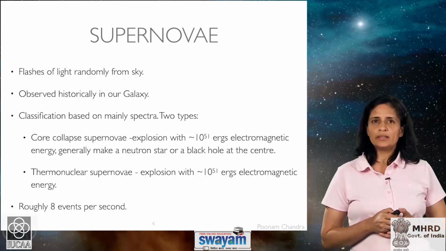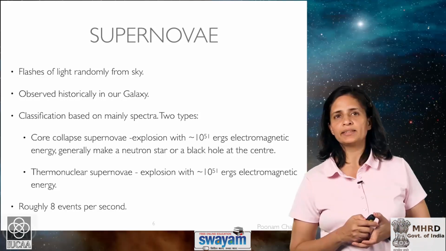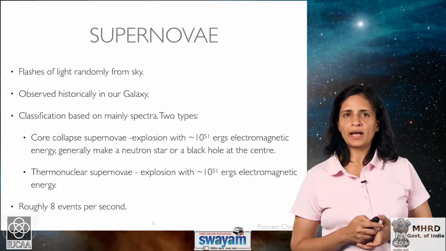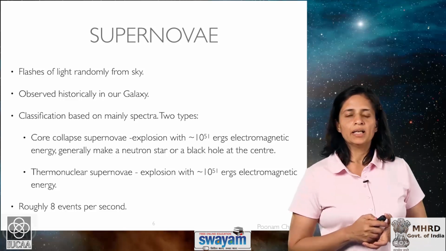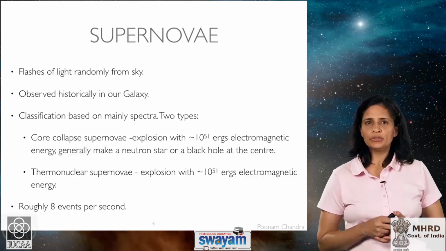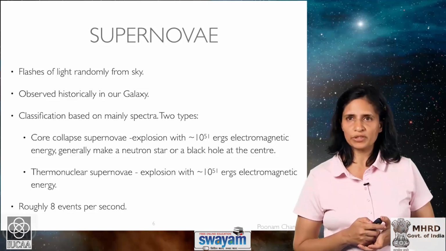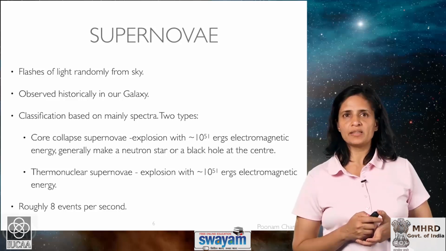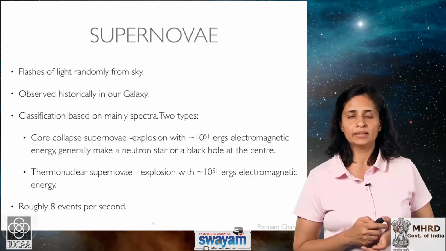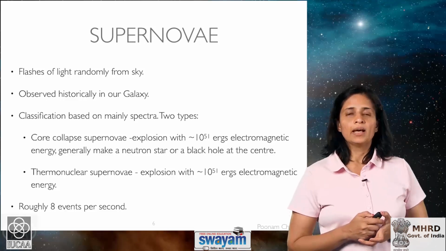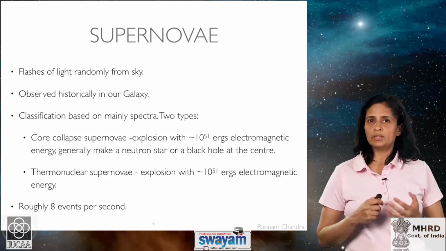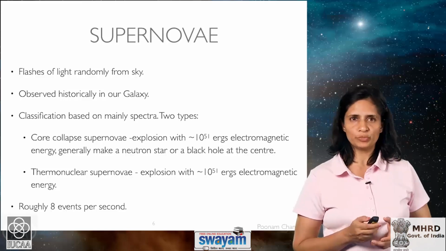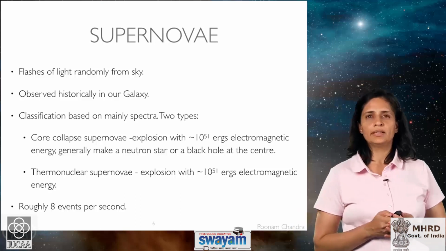These supernovae have not been seen in our galaxy since the 17th century, but we do see them in other galaxies, and we see them actually very frequently. In fact, just to tell you, every second in the universe there are some 8 such supernova explosions, and the energy emitted in these explosions is as much as the energy emitted from a whole galaxy containing 100 billion stars. The supernovae are classified based on optical spectroscopy, and they are called core collapse supernovae or thermonuclear supernovae, and I will get to these supernovae in a while.